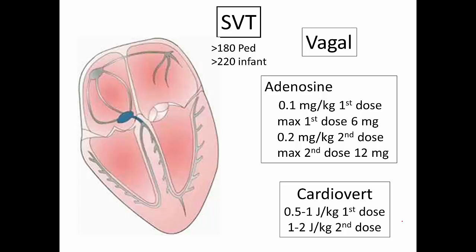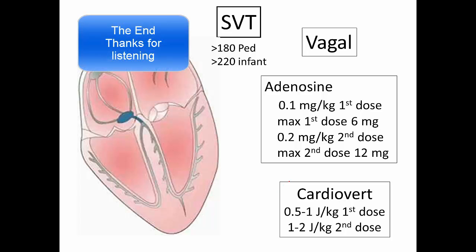And then, of course, there's cardioversion as well. 0.5 to 1 joule per kilo on the first dose, and then 1 to 2 joules per kilo for the second dose. It's just easier to remember: just use 1 joule per kilo for the first dose, and then double it for 2 joules per kilo on the second dose. Kind of like the adenosine, 0.1 to 0.2, and then cardioversion 1 to 2. And that's kind of our last-ditch effort if the adenosine's not working, or if the patient's hemodynamically compromised and you don't have an IV, then go ahead and cardiovert them. Otherwise, it does cause pain, and so we try not to do it unless we have to.